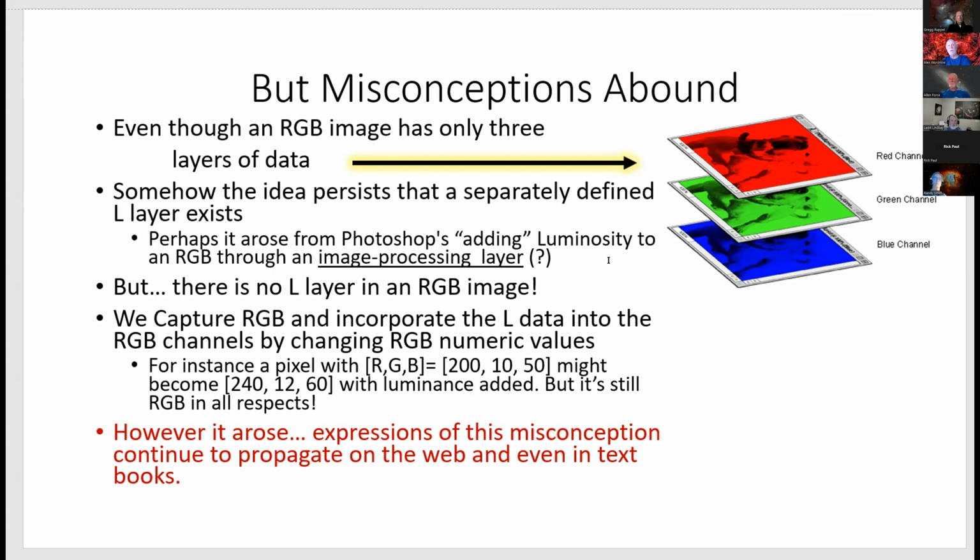When we capture L into an RGB image, say we had an RGB pixel that was 200, 10, and 50, that's R, G, and B. If we add L to that, it might become 240, 12, and 60. But it's still R, G, and B. That's the only information we have kept in our RGB image, even after adding L.